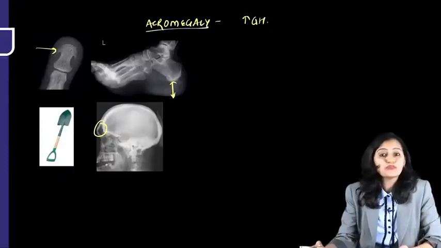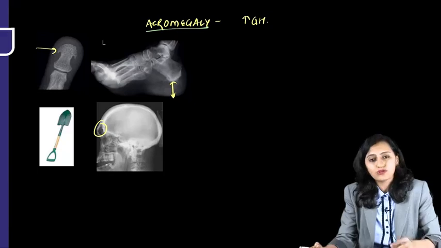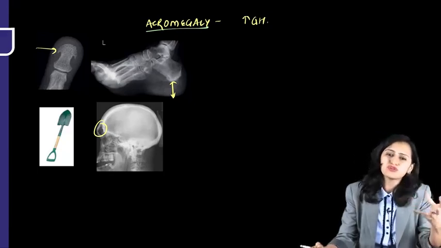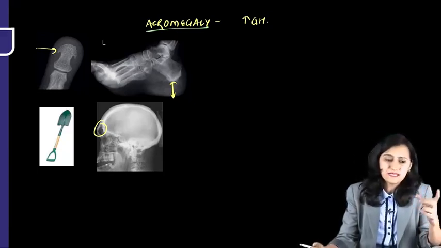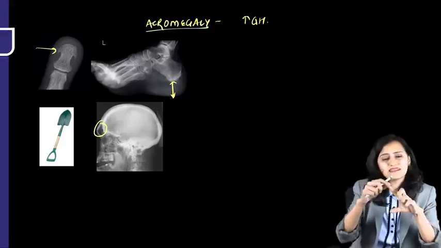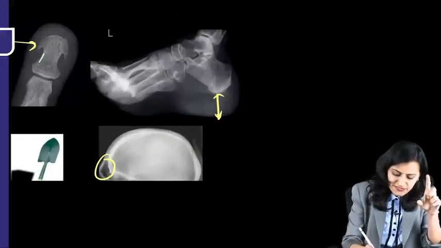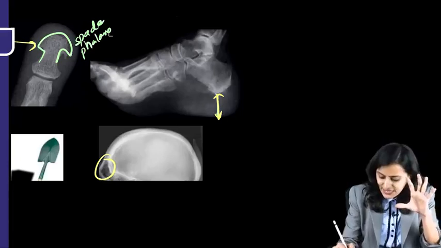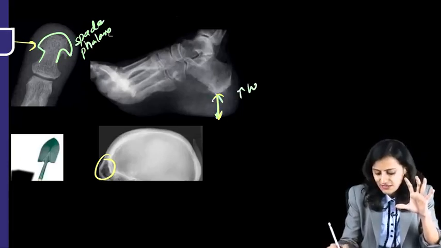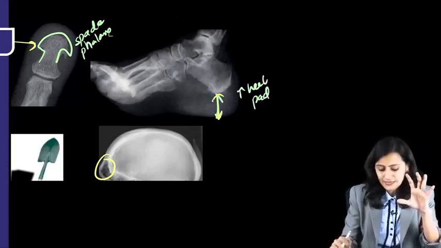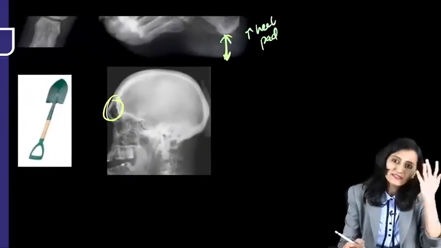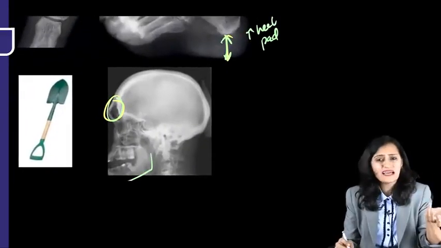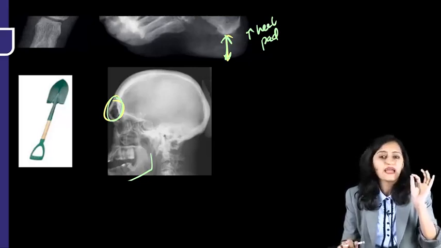Now coming to acromegaly, that is increase in growth hormone. So increase in growth hormone, growth of the bones and the soft tissues is what we see. So the overgrowth of the terminal phalanx, the distal phalanx, gives this appearance of the phalanx, which is called spade phalanx. The increased heel pad thickness is another finding that we see in acromegaly. And we also see the enlargement of paranasal sinuses, the prognathism, all those are features of acromegaly.